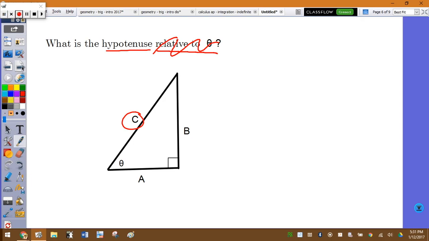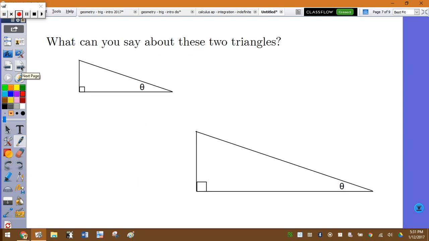So with that said, let's try to begin to apply this in a specific context. What can you say about these two triangles? Well, hopefully right away you know they're right triangles, so that's a pretty good observation. Moreover, they also have these angles here.